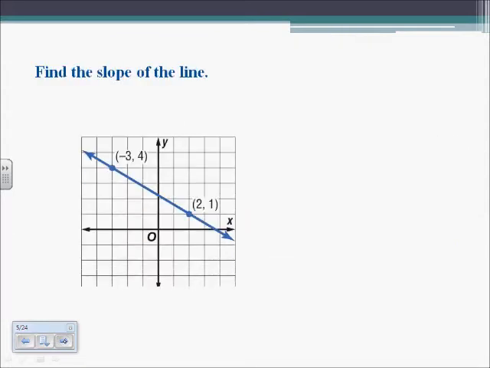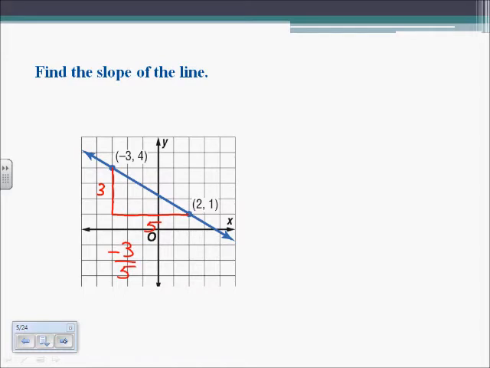Alright, find the slope of the line given the 2 points. Now we can either do the formula, which is recommended, or we could count, seeing as how we have the picture right here. We do know that we have a negative slope going left to right because it's falling. The number is going lower. I'm going down 1, 2, 3, and going over 1, 2, 3, 4, 5. So I know that the slope is going to be a negative 3/5.